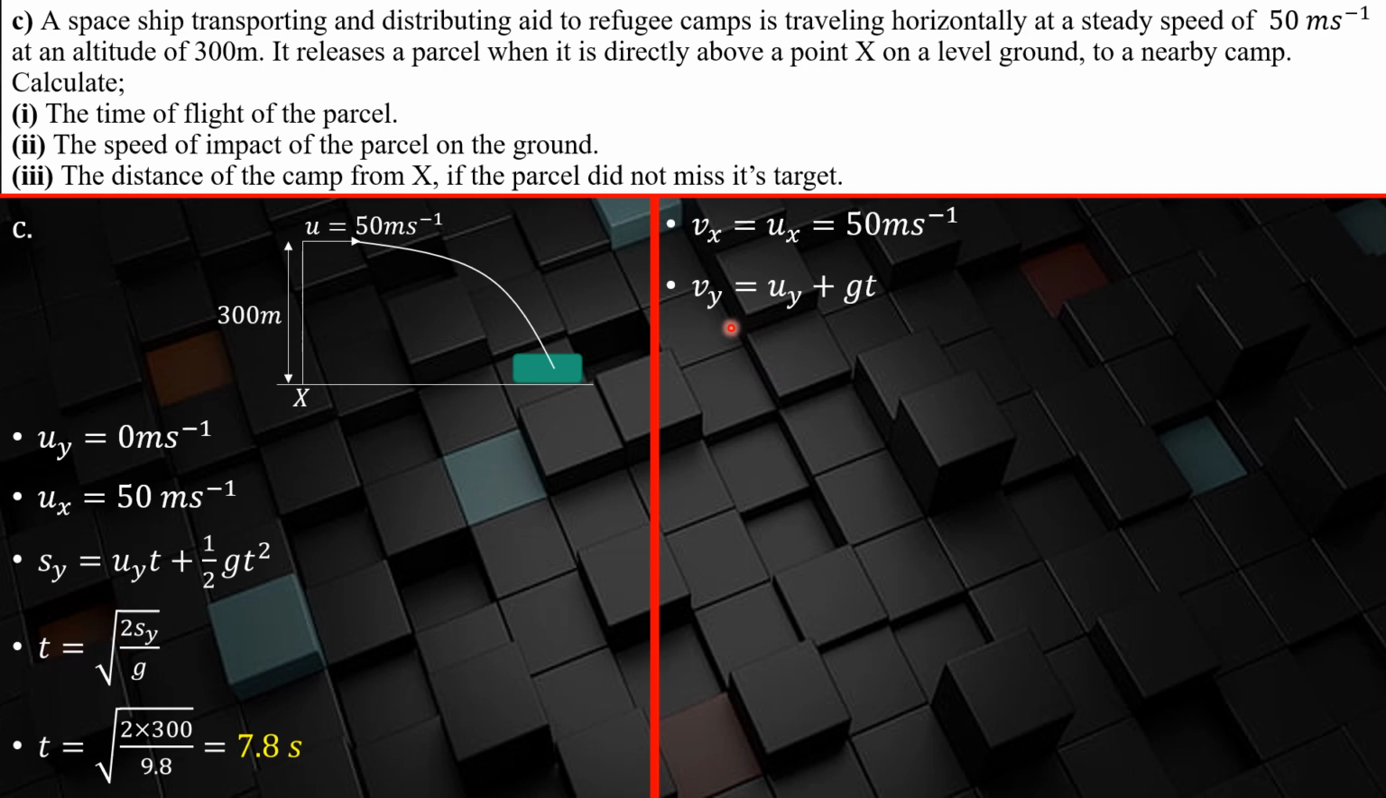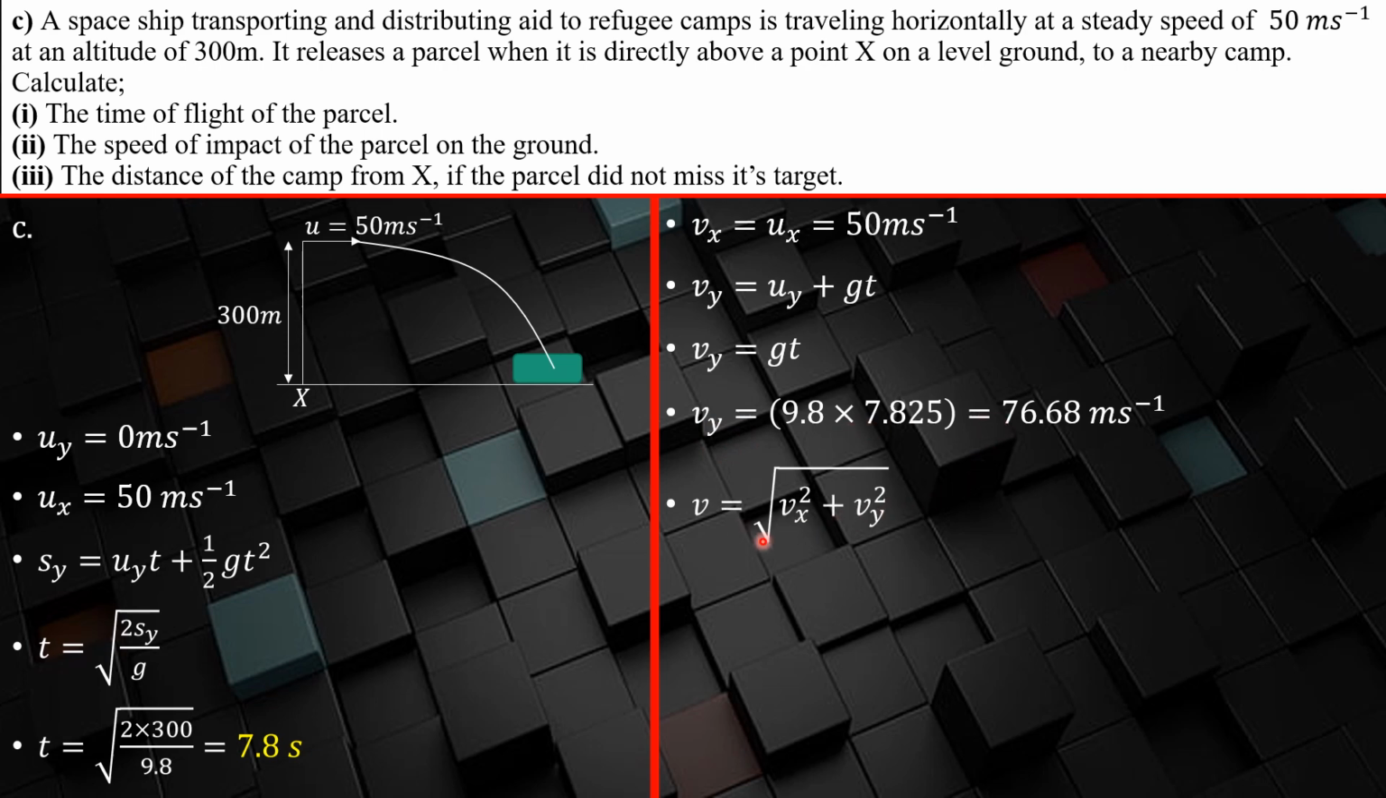All right, so my Vy is of course Uy plus g t. Okay, that's from equation of motion v equals u plus at. And so you notice that my Vy, since Uy is 0, my Vy is gt. And so I put in those things, and so my Vy is 76.68 meters per second. Now what's my V? My V is square root of Vx squared plus Vy squared. And so my V is square root of Vx, which is this, and my Vy, which is this. So get square root, you have 92 meters per second.